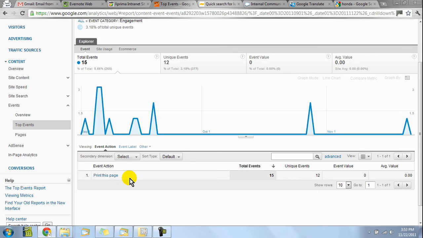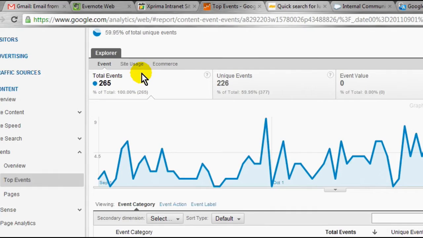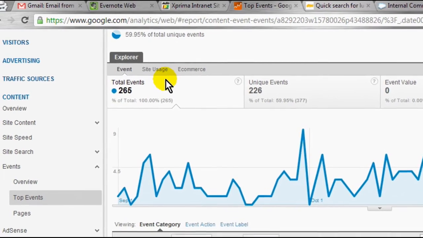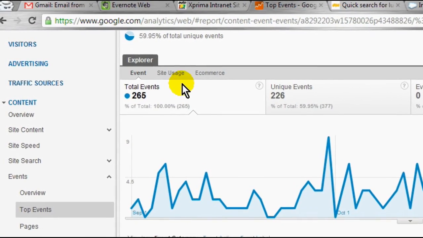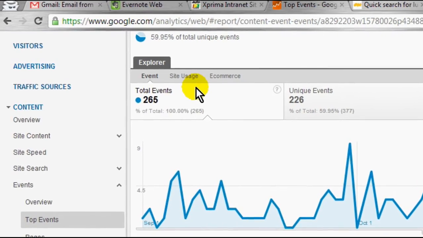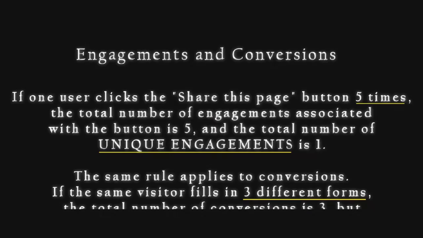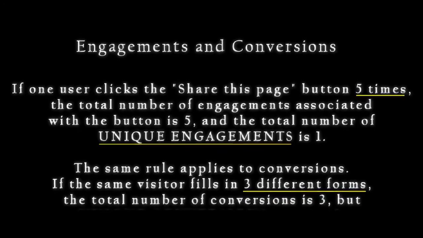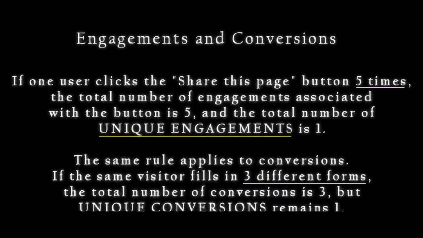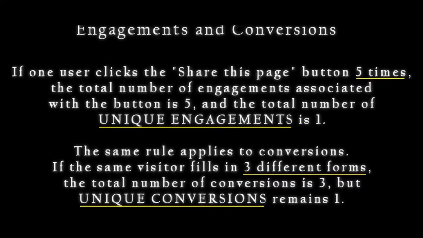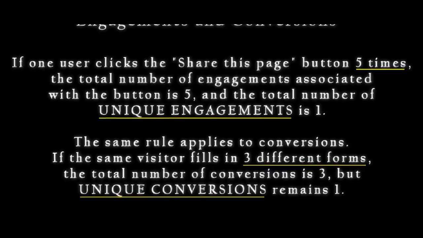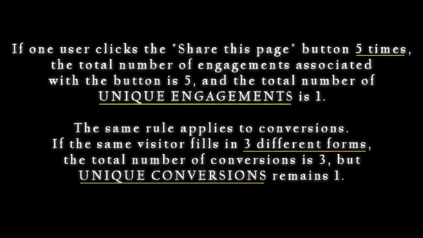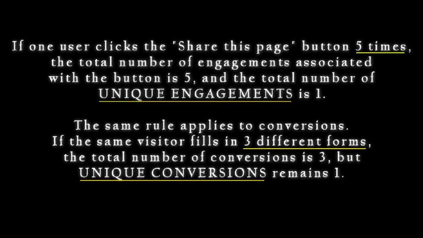Total events are calculated as the total number of interactions with a tracked web page object. On the other hand, where a single user session or visit has one or more events, this is calculated as a single visit with event, or a unique event in the reports. For example, if one user clicks the same button on the Share This page 5 times, the total number of engagements associated with the button is 5, but the total number of unique engagements is simply 1. The same rule applies to conversions. If the same visitor fills in 3 different forms, the total number of conversions is 3, but the total number of unique conversions remains 1.